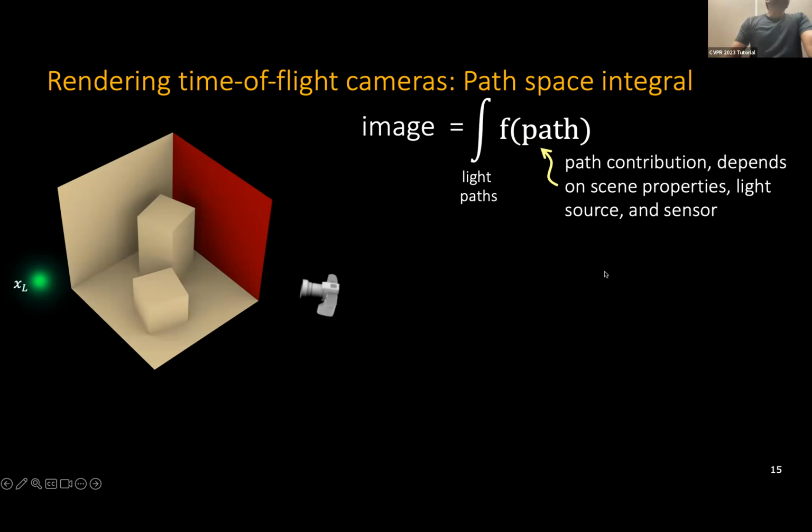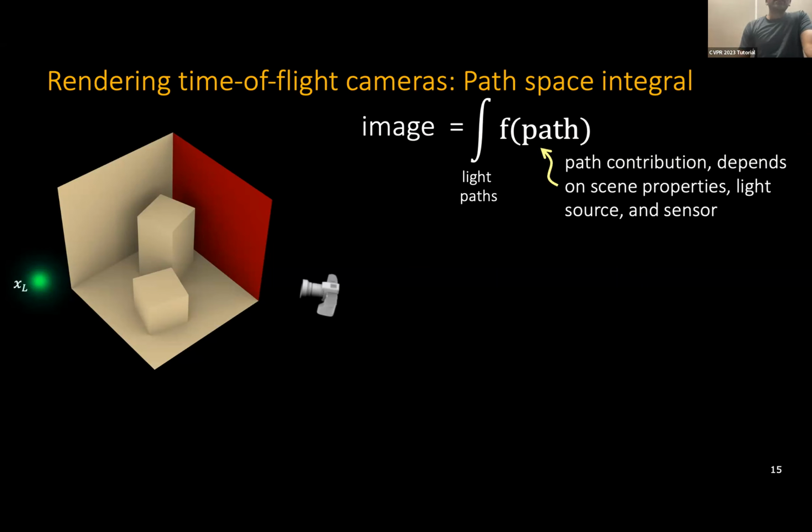So the path space integral, like I was saying, that we built for intensity cameras, simply says: take all the light paths, take their path contributions, and sum them up. And that gives you your image. That's what the path space integral is saying. This can be extended to time-of-flight cameras also, and let's see how we can do that.